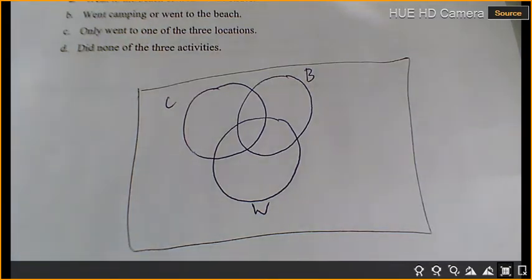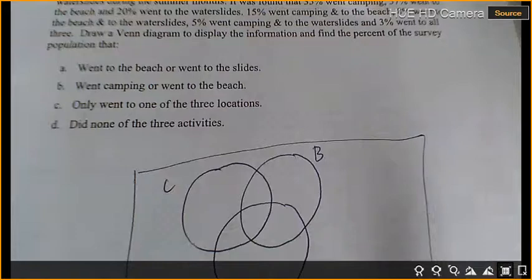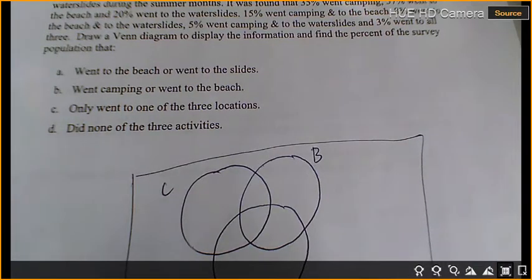Where do we want to start? Put your phone down. Put your phone down. Okay. So where do we want to start?